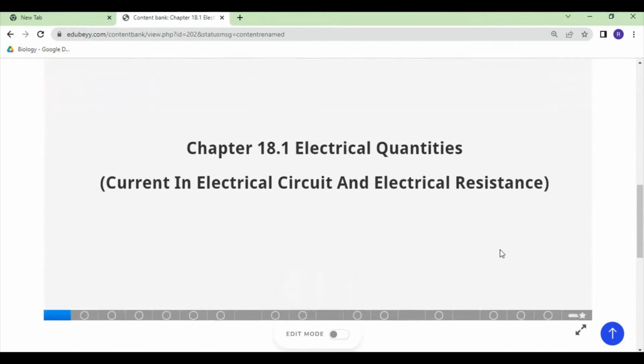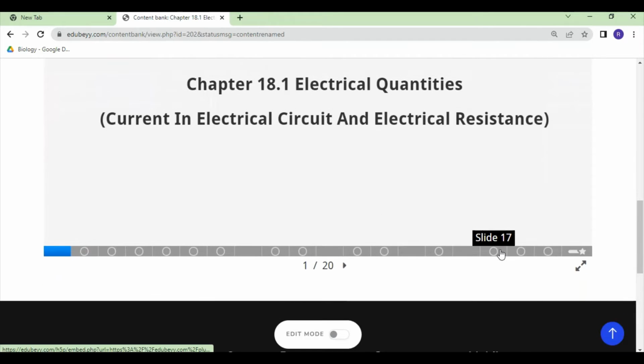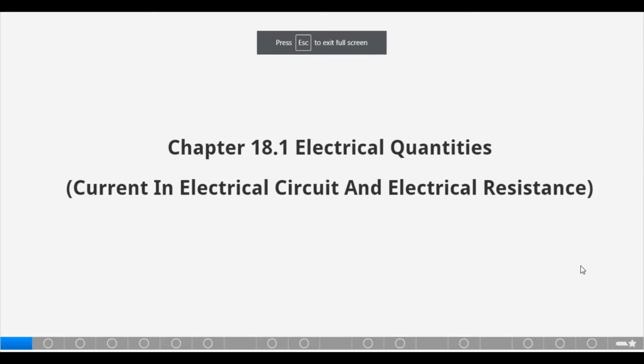How are you doing? Today, we'll be dealing with chapter 18.1, electrical quantities. Now, the subheading we have here is what? Current in electrical circuits and electrical resistance. Let's start the class.